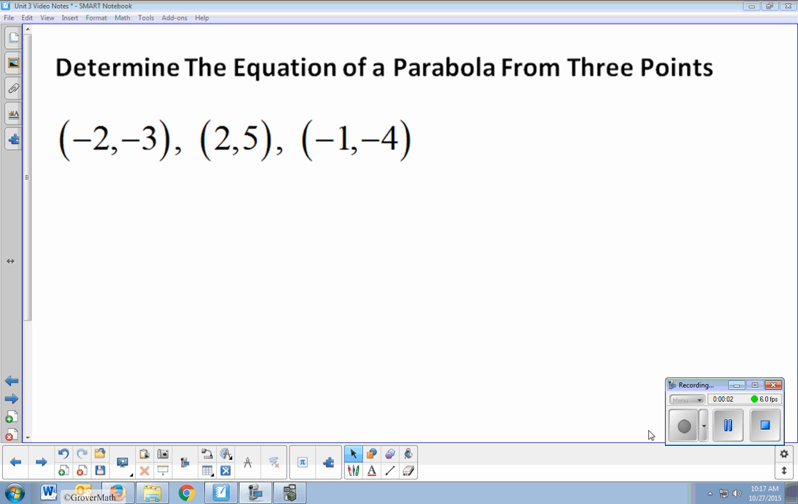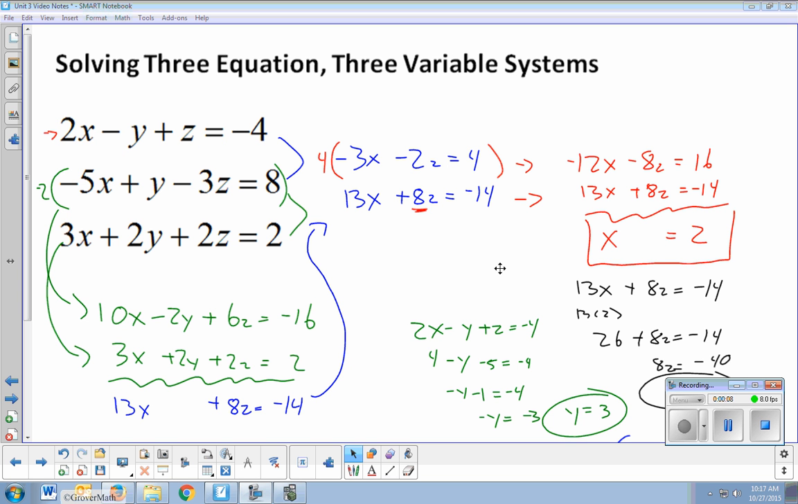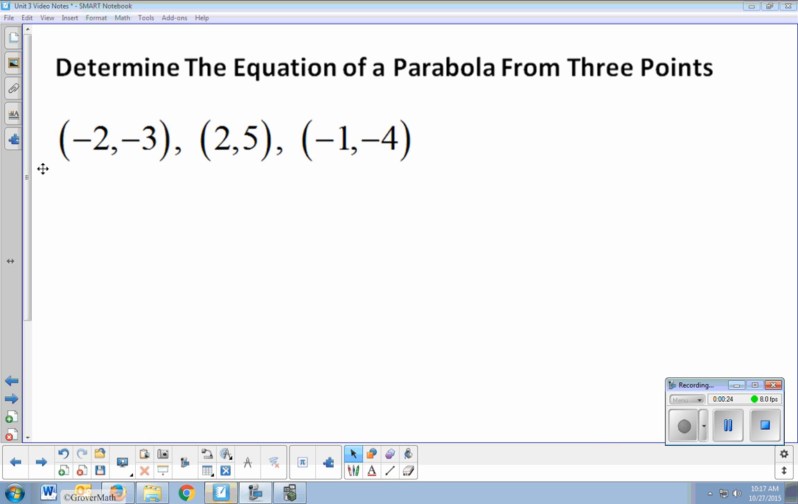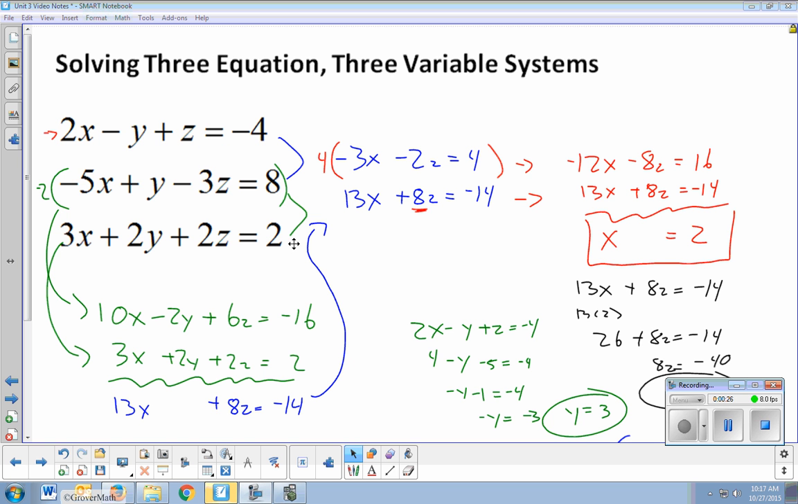Algebra 2, Common Core. Determine the equation of a parabola from 3 points. The previous video, if you're following the series here, was solving 3-equation, 3-variable systems. So when we have 3 equations with 3 variables, we can condense it to be 2 equations, 2 variables, and condense that to be 1 equation, 1 variable, and then go backwards and solve. Basically, we're going to try to do the same thing here. We just have to first create this 3-variable, 3-equation system.